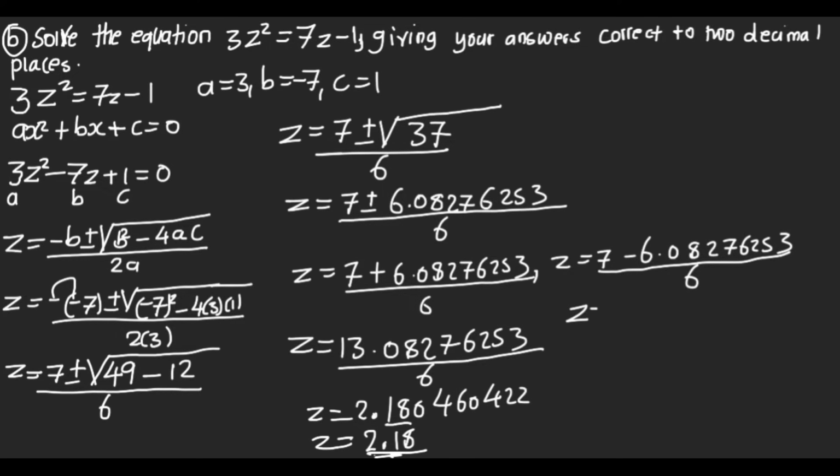So let's do the other one. So 7 minus 6.08276253.